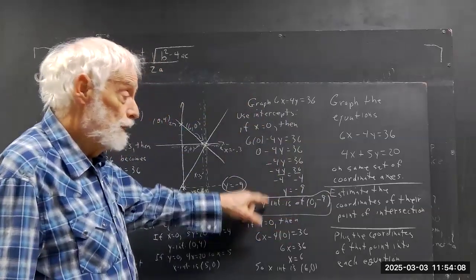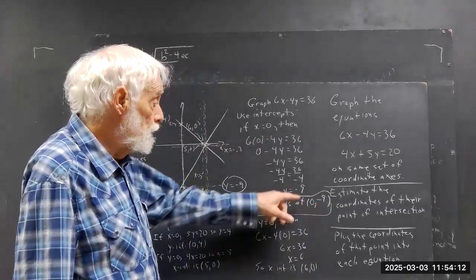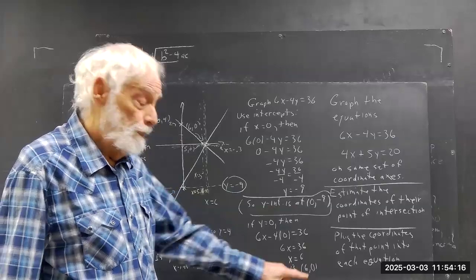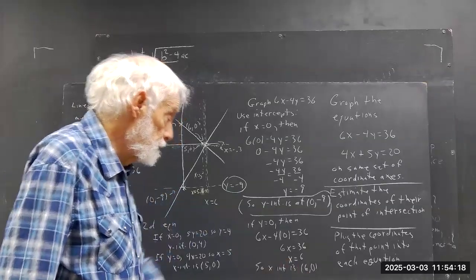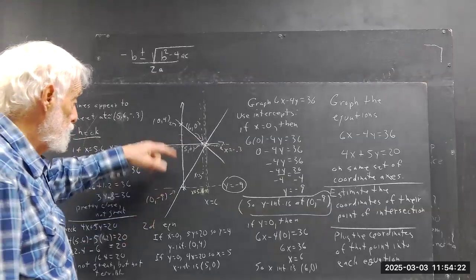Write this out as soon as you found the y-intercept. Write out the y-intercept is this, so you won't try to use that negative 9 and combine it with a 6. And then write out, so the x-intercept is 6, 0. Well, we put those points on the graph.